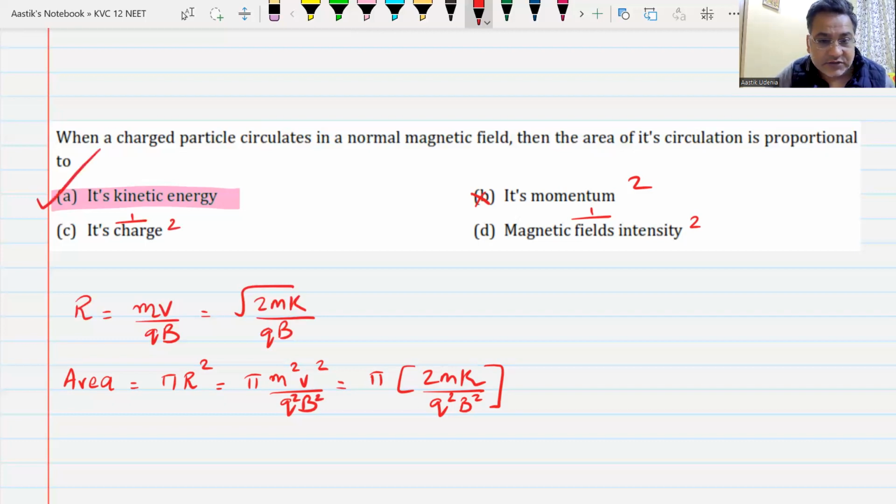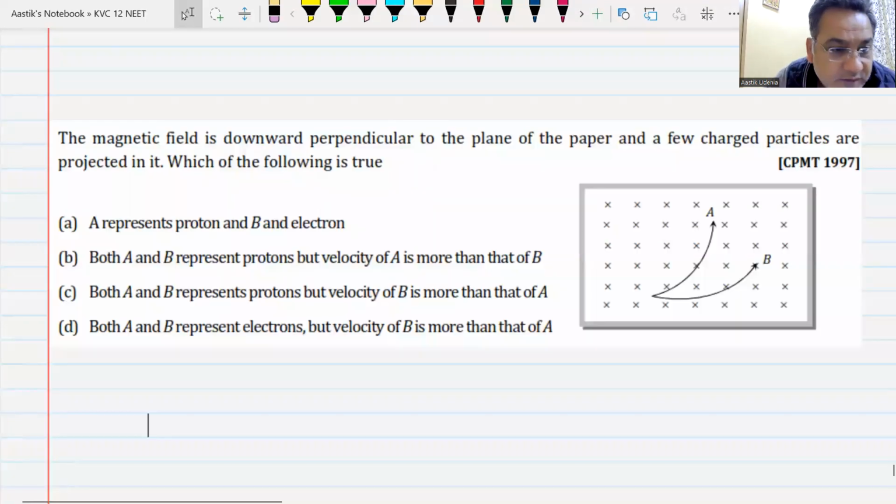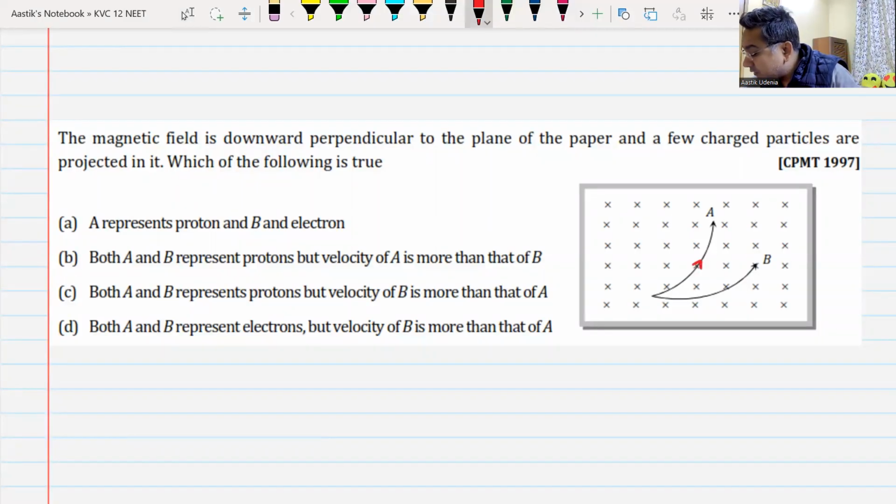This is again a question taken from your previous years. These are the type of questions that are coming in the exam these days. I'll give you a minute to think about this. A magnetic field is downward perpendicular to the plane of the paper and a few charges are projected. Which of the following is true? You can see both are moving in a curved path like this.